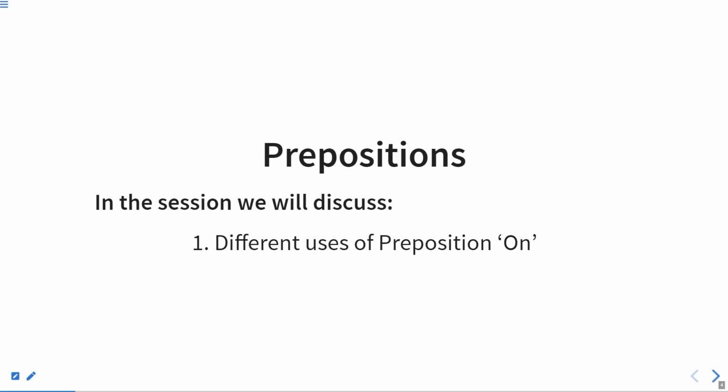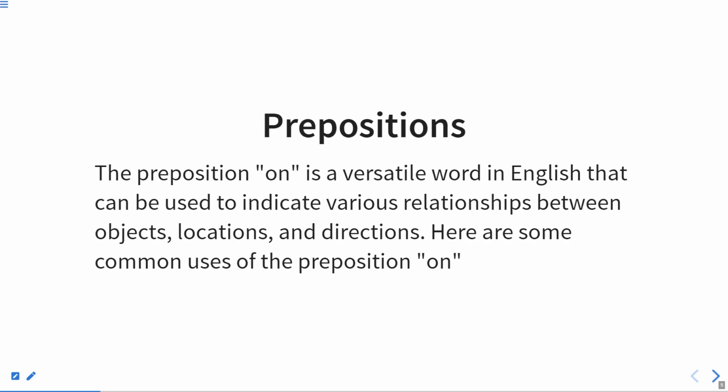Well, on is a very important preposition. So, we are going to discuss where we can use on as a preposition in our sentences. So, let's begin the session. First, we'll have a brief introduction of on. The preposition on is a versatile word in English that can be used to indicate various relationships between objects, locations, and directions.